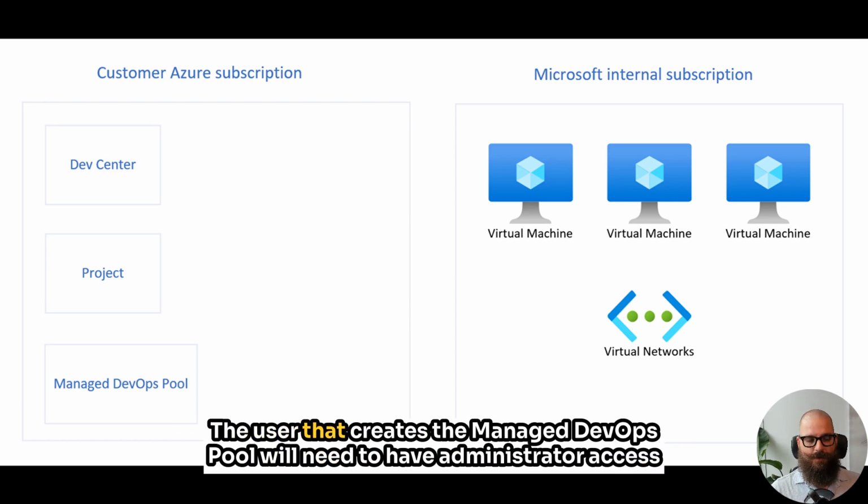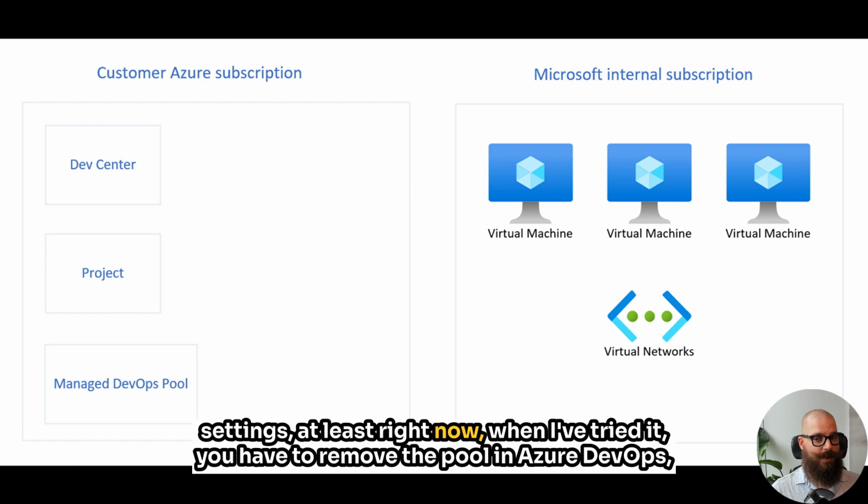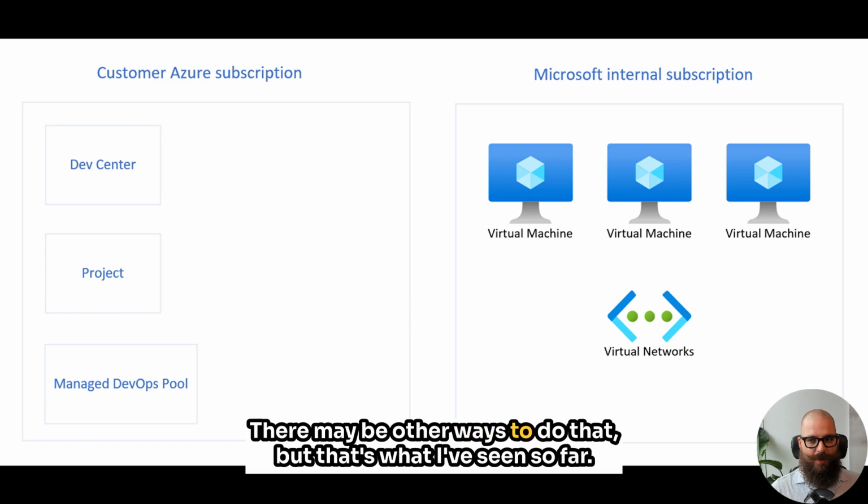The user that creates the Managed DevOps Pool needs to have administrator access in the Azure DevOps organization settings for the agent pools. And when you want to change settings, at least right now, I've tried it, you have to remove the pool in Azure DevOps before you can update any of the settings. There may be other ways to do that, but that's what I've seen so far.